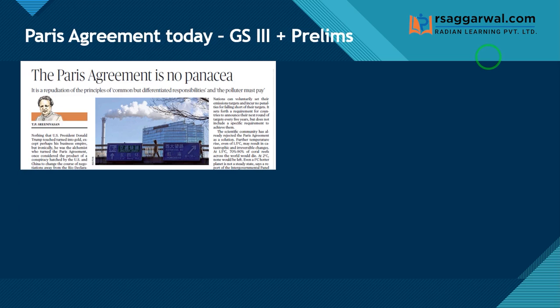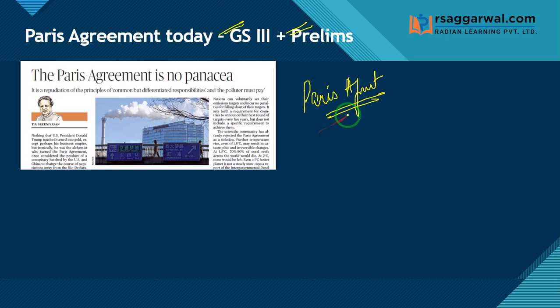Here we are talking about the Paris Agreement. This is a very internationally politically motivated article, not in a wrong sense, but yes, it talks a lot about politics. But let's focus only on what is important from the UPSC point of view. This caters to GS paper 3 as well as your prelims examination. Here we are talking simply about the Paris Agreement.